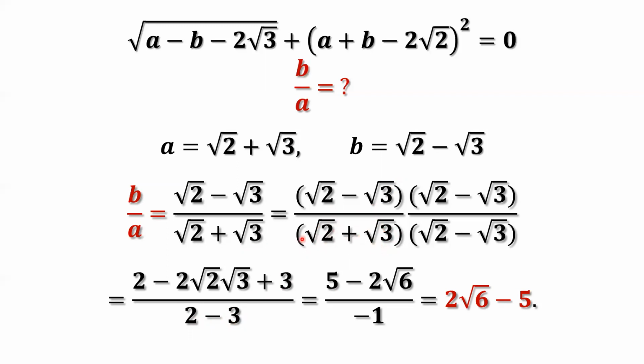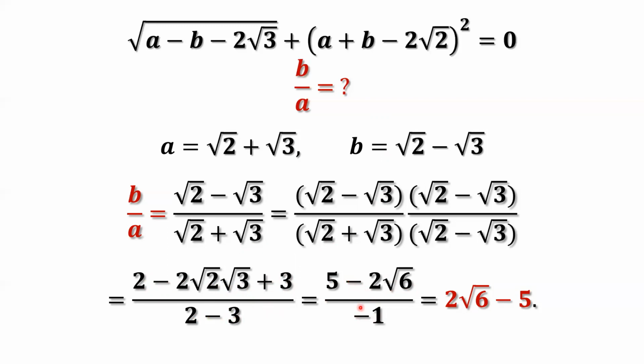The numerator should be A squared minus 2AB plus B squared. A squared, that's square root of 2 squared, that's 2. The 2 times the first term, the second term, plus the last term squared. Square root of 3 squared, that's 3. Simplify, you can see 2 plus 3 is 5. And the 2 times square root of 2 times square root of 3, that's square root of 6. 2 minus 3 is negative 1.